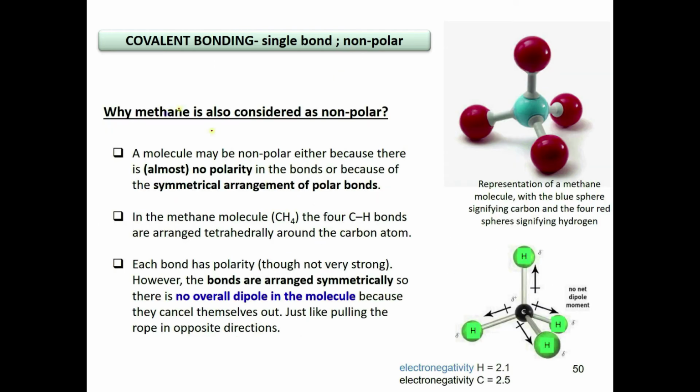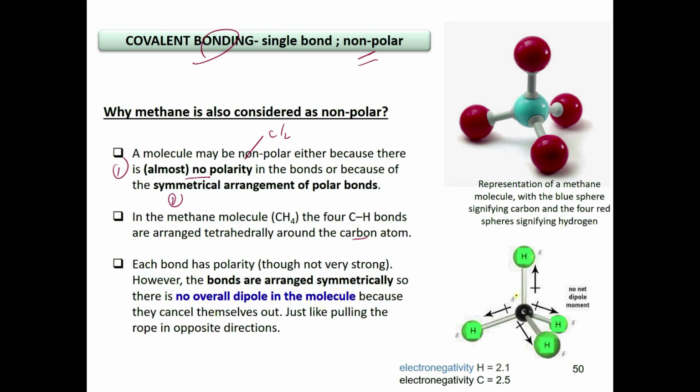A covalent bond becomes non-polar for one reason because of almost no polarity, as we observe in chlorine gas. But another reason is due to the symmetrical arrangement of polar bonding. So in the case of methane, the 4 CH bonds are arranged tetrahedrally around the carbon atom. So the bonds are arranged symmetrically. So there is no dipole in the molecule.